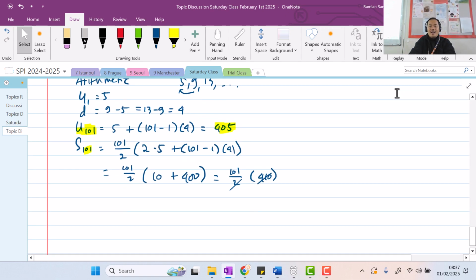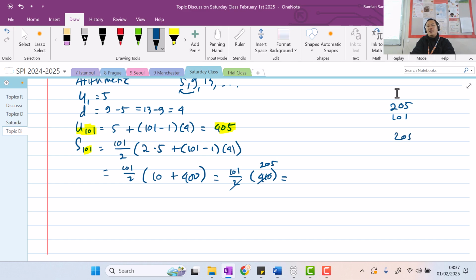410 divided by 2 is 205. Okay, and then just multiply 205 with 101. How much? Times 101. Times 100 alone is 20500, right? If you multiply, and then just add it with 205. 5070. Nah, that's it.